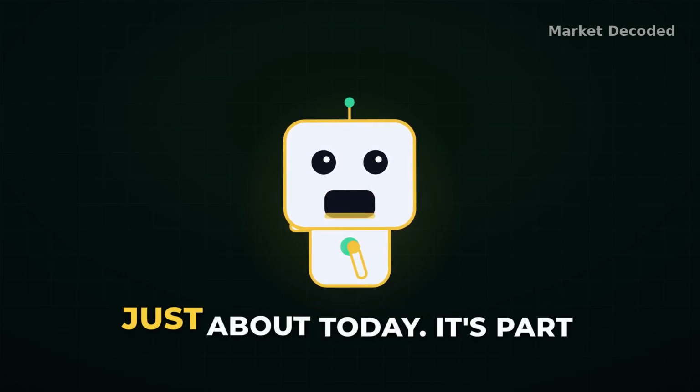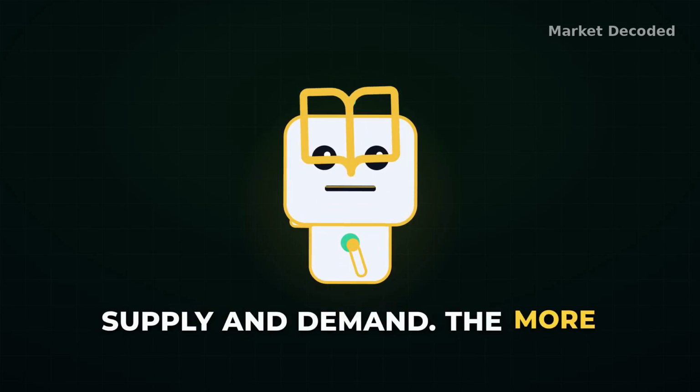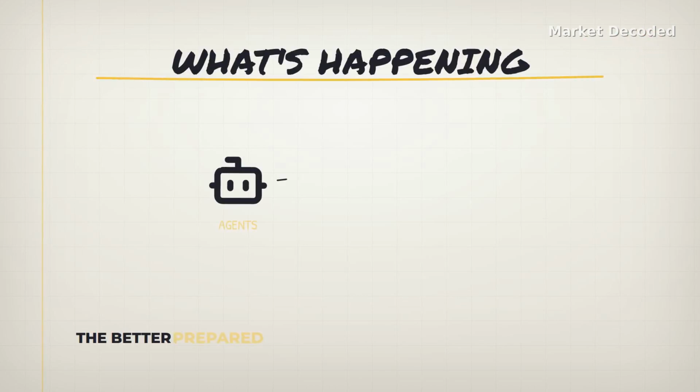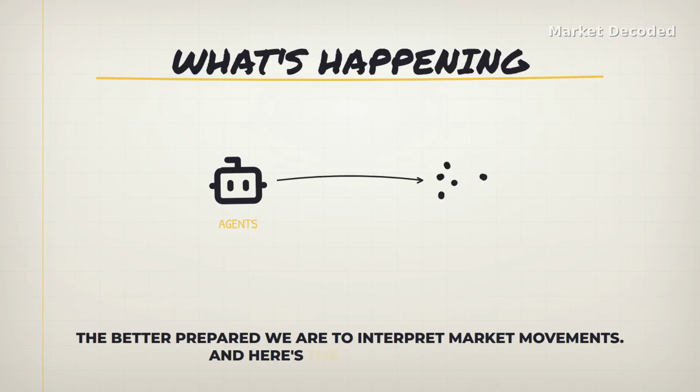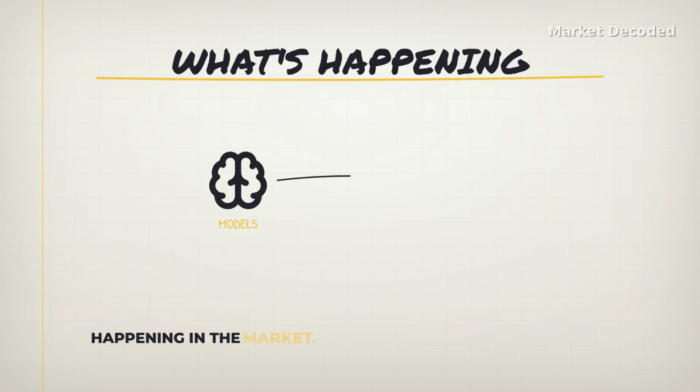This signal isn't just about today. It's part of the ongoing story of supply and demand. The more we understand these signals, the better prepared we are to interpret market movements. And here's the surprising part. The size of the candle and its wick's shadows give us even more clues about what's happening in the market. Let's dive into this a bit further.